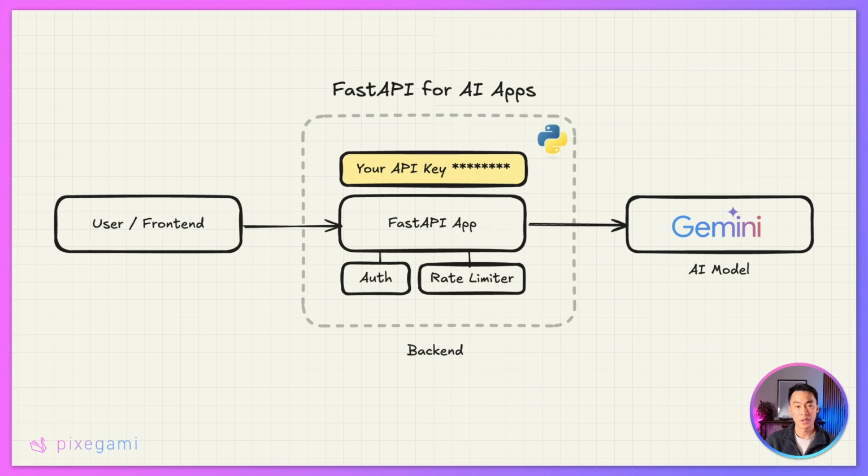So now you've built a basic FastAPI application that serves an AI chat endpoint, and you've integrated Gemini as your AI model, added rate limiting, and included a stub for authentication.